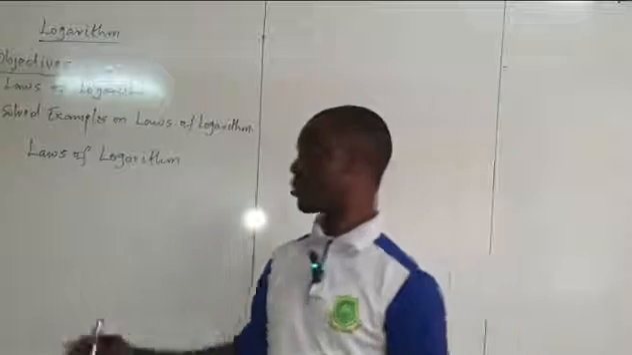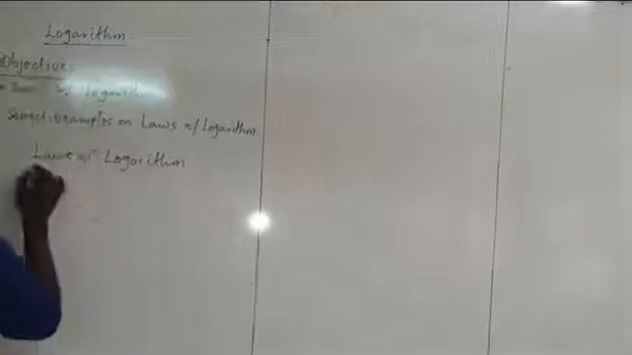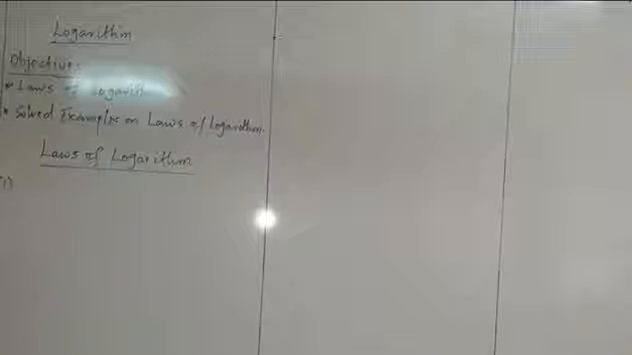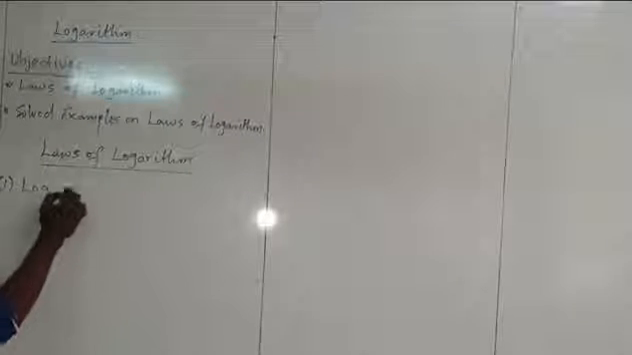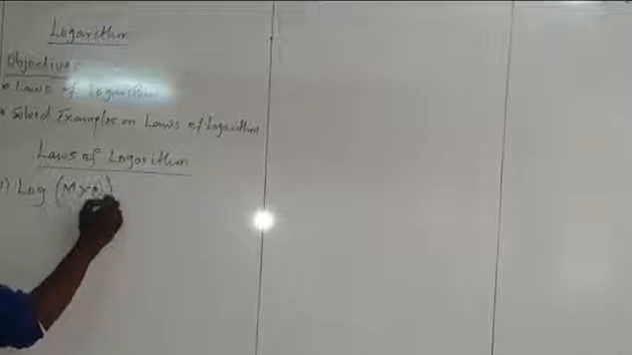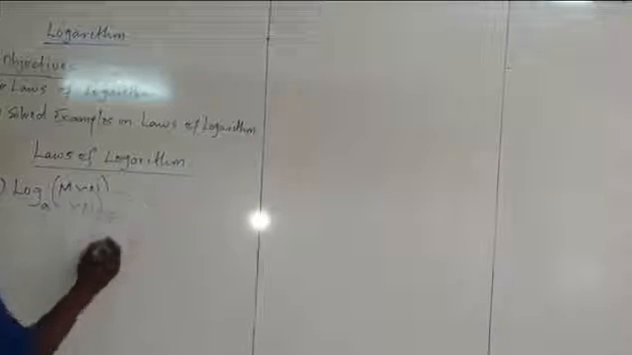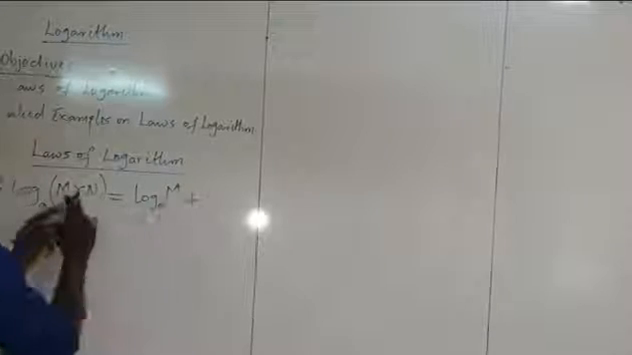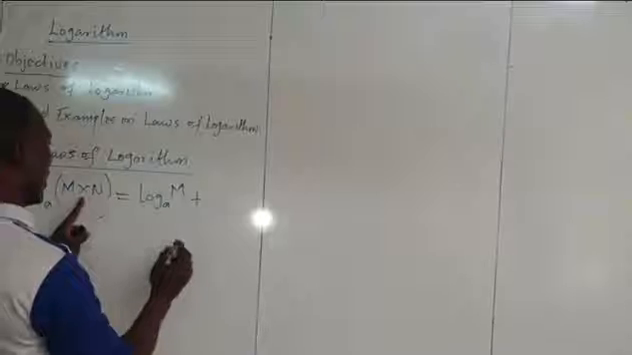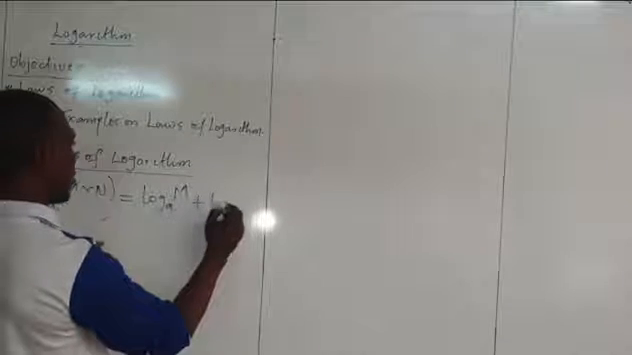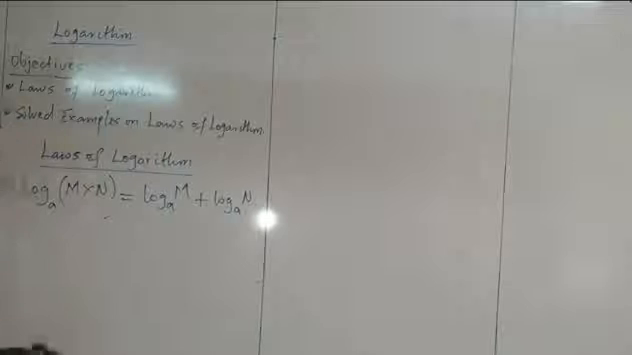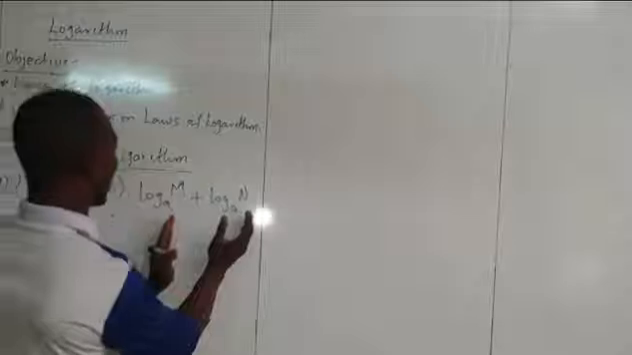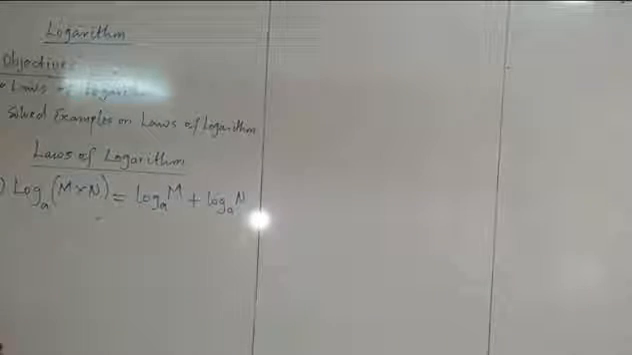So the first law we are going to consider is the multiplication law of logarithm. And the law says log m times n base a equals log m base a plus, the multiplication we change to what? Addition. So log n base a. So as we move from multiplication law to addition, we can as well move from addition to multiplication.